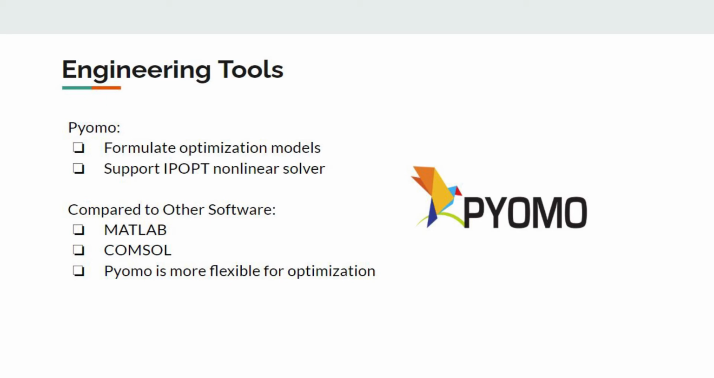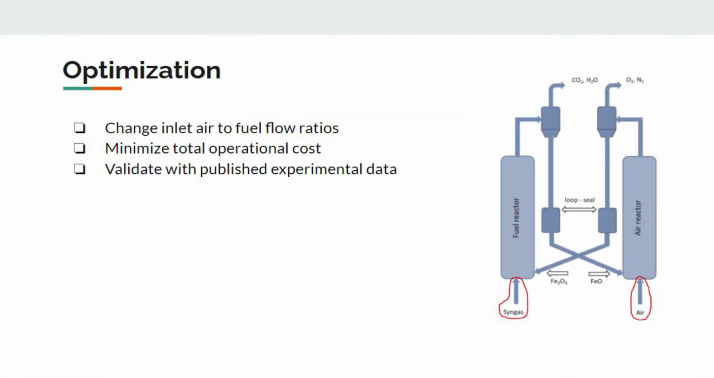Pyomo is selected over other well-known software like MATLAB and COMSOL due to its superior optimization capabilities. While the other packages excel in modeling complex systems, Pyomo eclipses them in terms of flexibility in formulating and solving optimization problems. Once all the modules are developed, they will be combined into a single model. The optimization of the cost will be done by sweeping through various values of inlet air-to-fuel flow ratios. Finally, the results will be validated with the published experimental data.